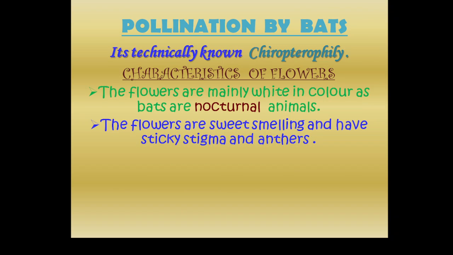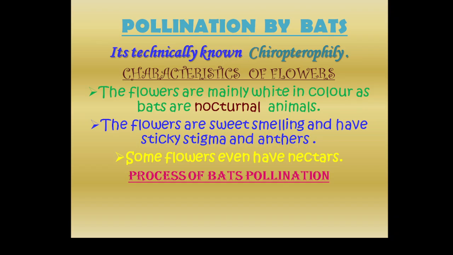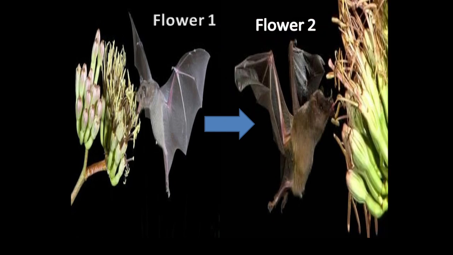Okay, the flowers are sweet smelling and have sticky stigmas and anthers. Fine. Some flowers even give nectar. Process of bat pollination, same as the pollination by insects and birds. Again they will be attracted towards it. They will collect the nectar, they will enjoy the fragrance, and the pollen will get stuck to their body. And when they go to another flower of the same species, the pollen grains will transfer to the stigma of that flower and pollination will take place. Simple. See here, this is flower 1, and see here, this is flower 2. Done, seen? Okay.